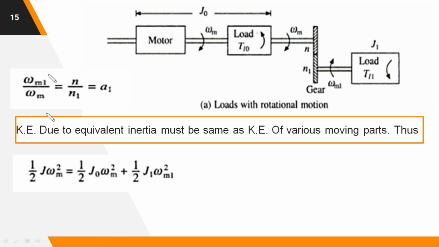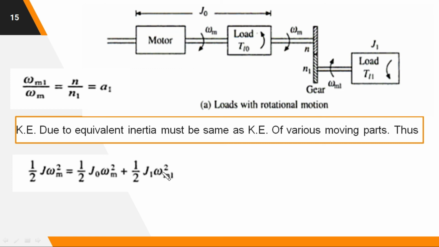See this, half mv square, you have seen for the translation motion. Similarly, this is for the rotational motion: half J omega_m square, where J is the total moment of inertia of the system and omega_m is the speed of the system. So half J omega square is equal to, due to the first part, half J0 omega_m square, this is due to this load, plus the second term, half of J1, moment of inertia, J1 omega_m1 square.